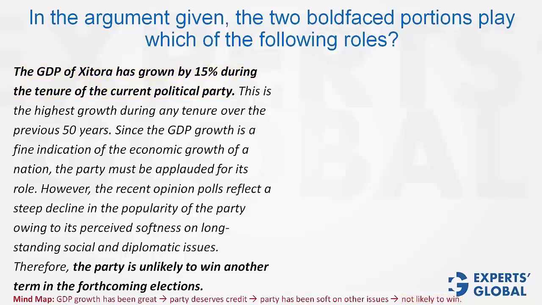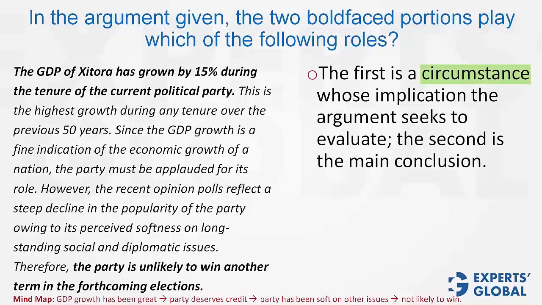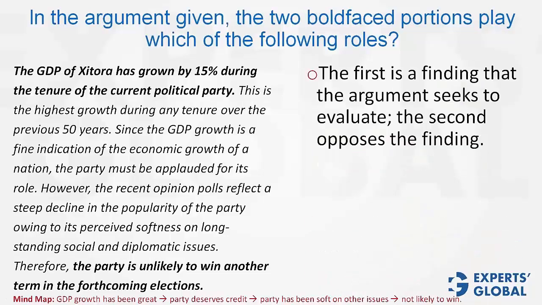Let's look at the answer choices. The first is a circumstance whose implication the argument seeks to evaluate. Perfect. The second is the main conclusion. Awesome. This is a very fine answer choice. Look at this one now. The first is a finding that the argument seeks to evaluate. All right. The second part, the second opposes the finding. The second does not say that the GDP did not grow by 15%. So the second part is not correct. Bad answer choice.